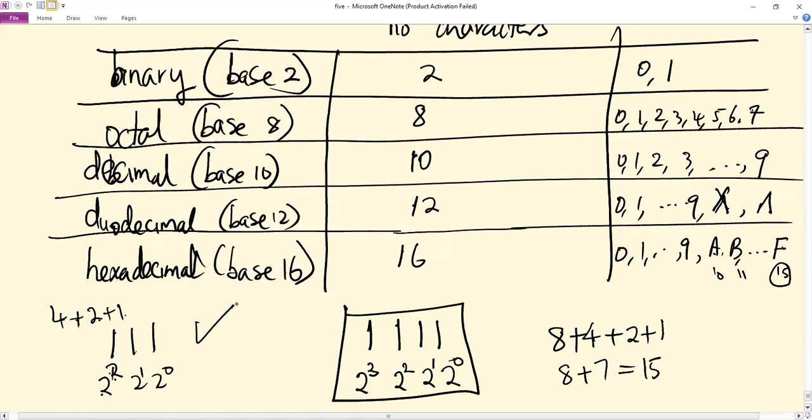Next session, we'll be doing examples on how to convert digits from one number system into another number system, not just necessarily the decimal form. Thank you.